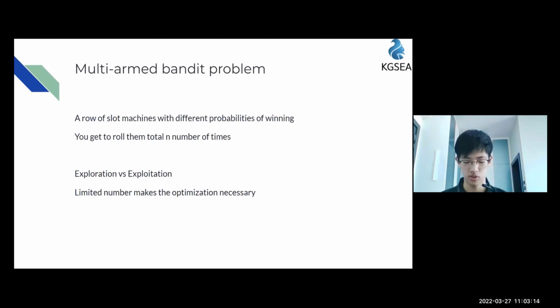One of the problems where you can feel this dilemma the best is the multi-armed bandit problem. Basically, you're in a casino, hopefully a legal one, and you have a row of slot machines with different probabilities of winning, different points. And you get to roll them a total of n times. You definitely want to make the most money out of it. You have to try all the slots to see which one is the best, but you also have a limited number of rolls. So this is a classic problem of exploration versus exploitation, which makes the optimization necessary.